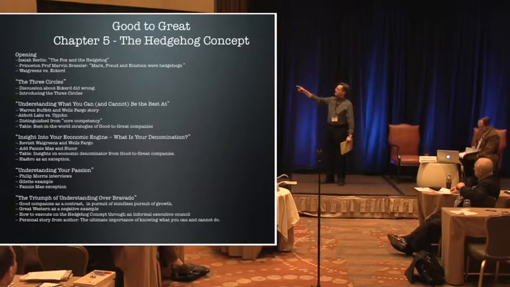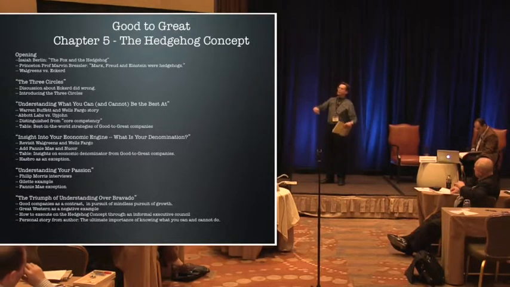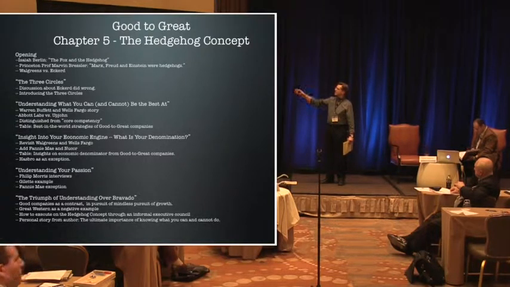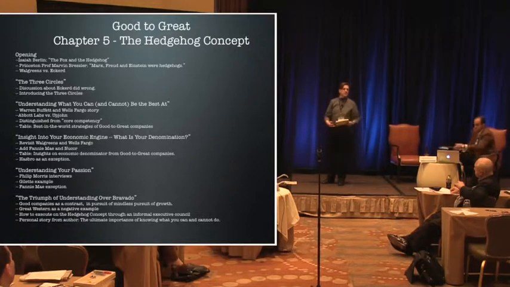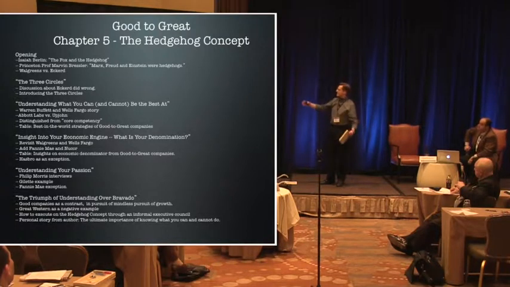Then they go to the three circles. They discuss what Eckerd did wrong in terms of the three circles. Then understanding what you can do: Warren Buffett and the Wells Fargo story, Abbott Labs versus Upjohn, distinguished from core competency. That's what I mean by complications. Some people tried it this way, but they failed. Others tried it this way, and they succeeded. It's all the ups and downs of the second act.